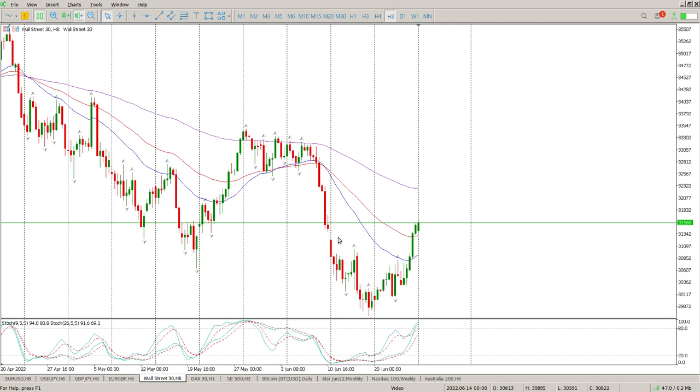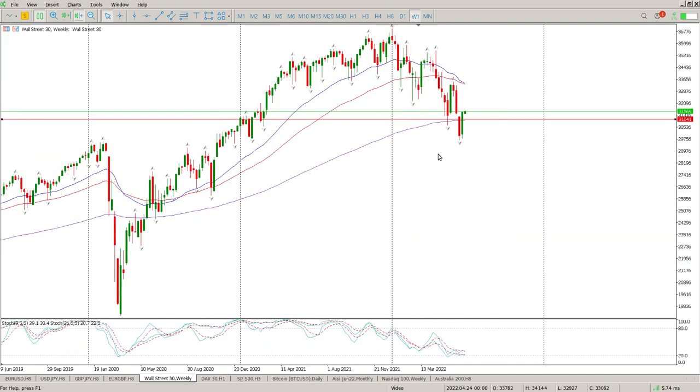So we've had the gap close. We do have a few breaks of some structure, and I think before we get to that, I'll just leave that there. Let's just quickly pop across to the weekly.